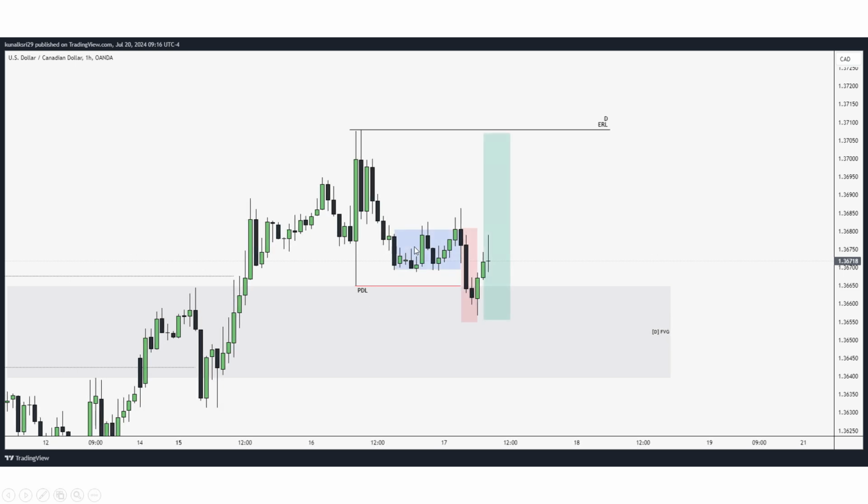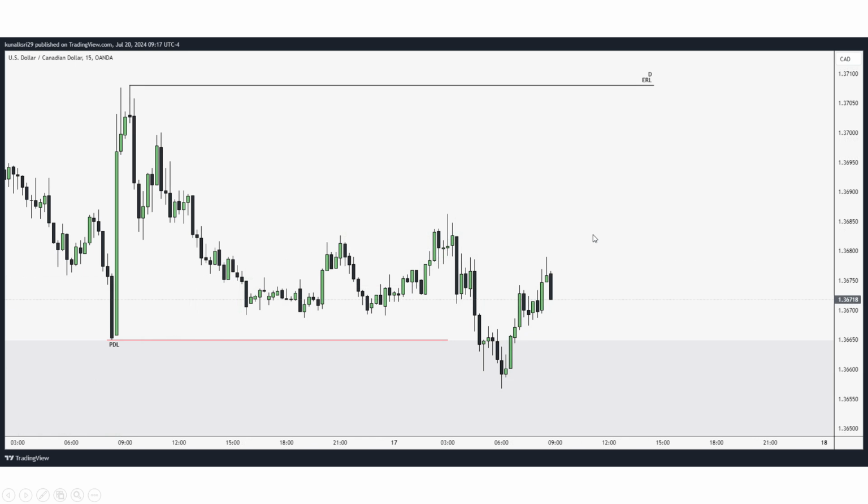You can see we have this accumulation, consolidation. Here the blue shaded box is an accumulation. You can see how market was in range. Market manipulated downside, grabbed this previous day low, and we tapped this daily fair value gap that we discussed. So we had this accumulation, we had this manipulation, and now we're looking for the distribution to the upside to take out this daily external range liquidity.